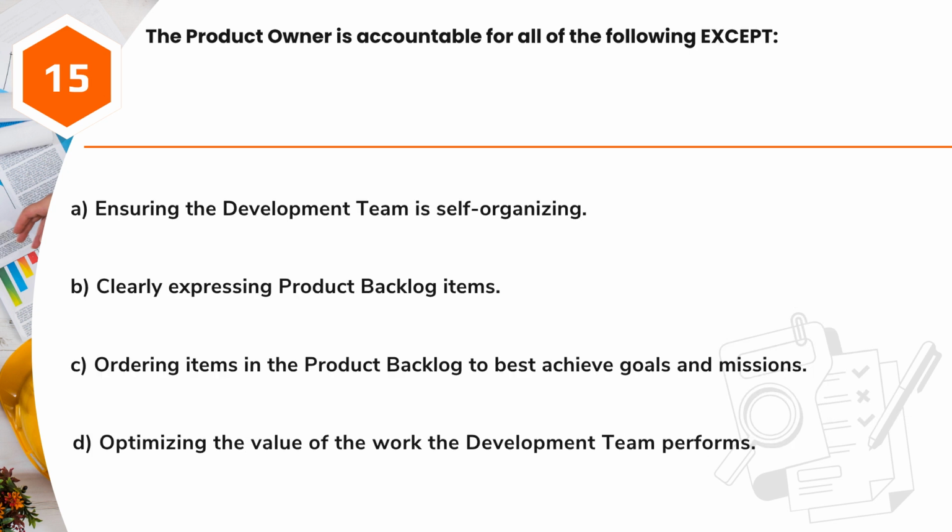Question 15. The product owner is accountable for all of the following except A. Ensuring the development team is self-organizing. B. Clearly expressing product backlog items. C. Ordering items in the product backlog to best achieve goals and missions. D. Optimizing the value of the work the development team performs.